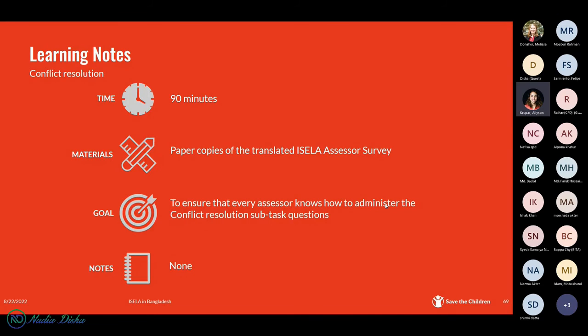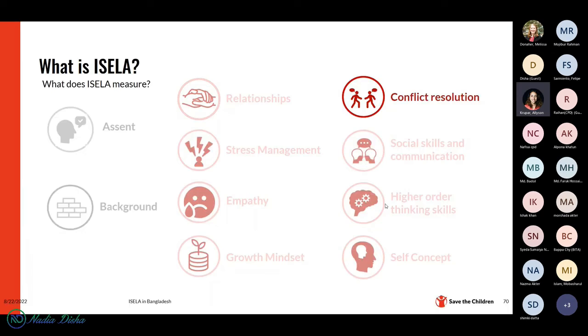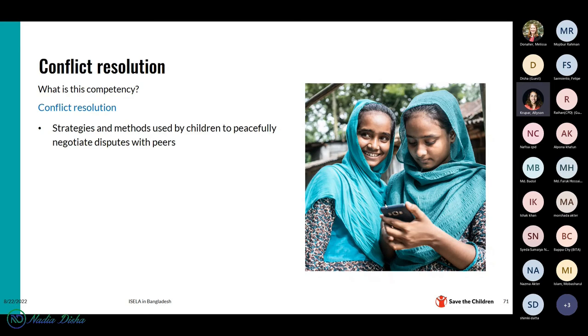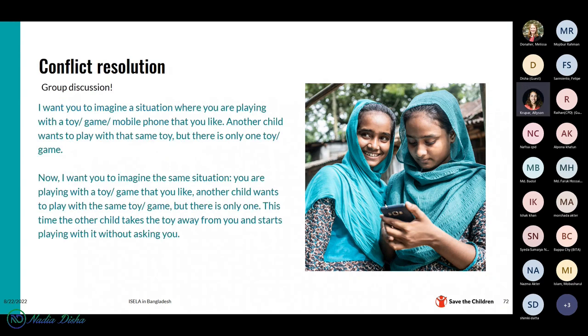All right, conflict resolution. So again, we're going back to appropriate and inappropriate responses. So the conflict resolution section follows the growth mindset section. So what are we measuring in conflict resolution? We're measuring whether or not the child has strategies and methods to peacefully negotiate a dispute with their peers. So to handle a conflict with a friend or with some other peer. So this is the question that we ask.